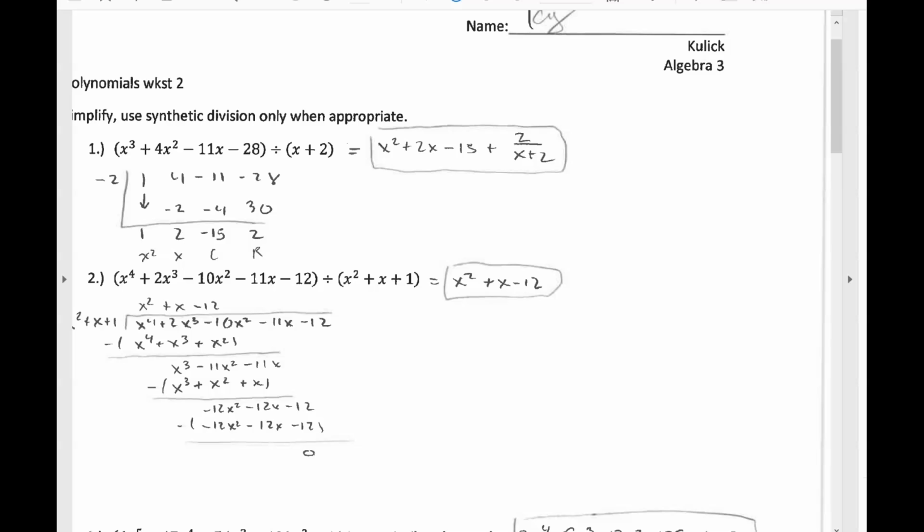All right, so number one, you should have gotten x squared plus 2x minus 15 plus 2 over x plus 2. Number two, you should have gotten x squared plus x minus 12. And since the remainder is 0, that's all you need to write.